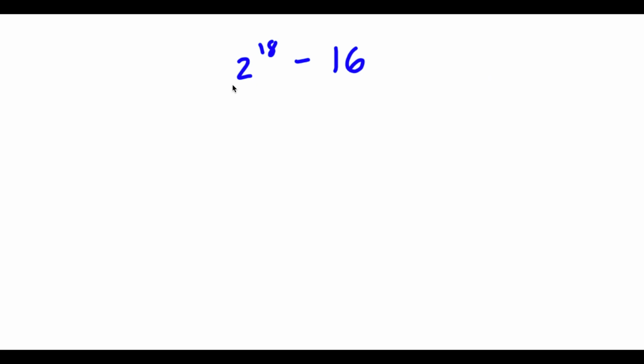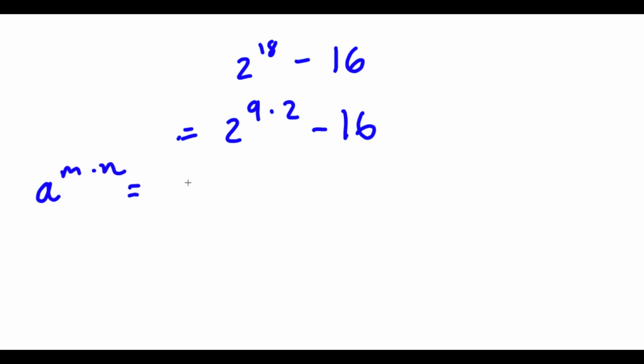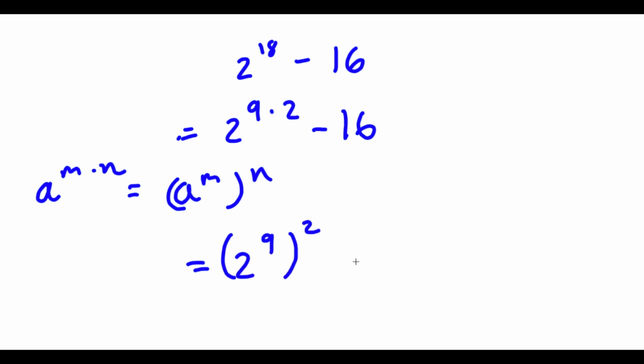Now for 2 to the power of 18 minus 16. 2 to the 18 here is the same thing as 2 to the power of 9 times 2. And if I have something in the form a to the power of m times n, this is the same thing as a to the power of m to the power of n. So 2 to the power of 9 times 2 equals 2 to the power of 9, to the power of 2.